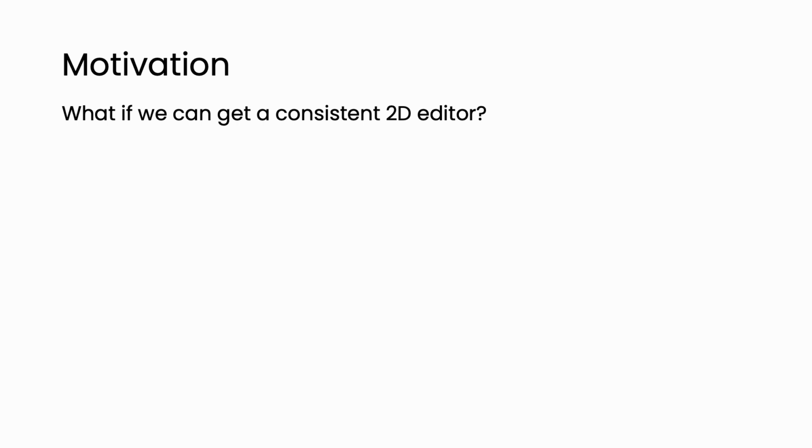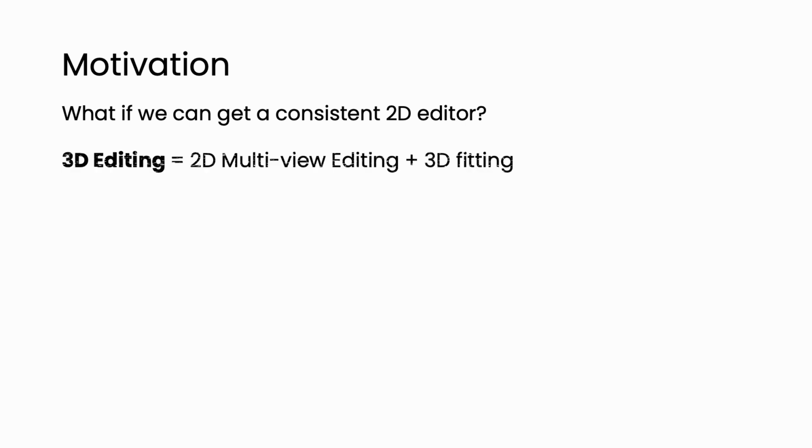How can we save the editing time? The main problem of previous methods is that they require editing a lot of times since the edits are inconsistent across different views. So what if we can get a consistent 2D editor? Then the 3D editing process becomes super easy. It is 2D multi-view editing plus a 3D fitting. Therefore, we propose our DGE.